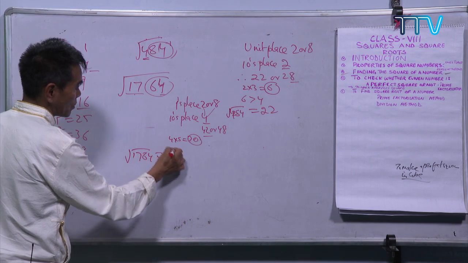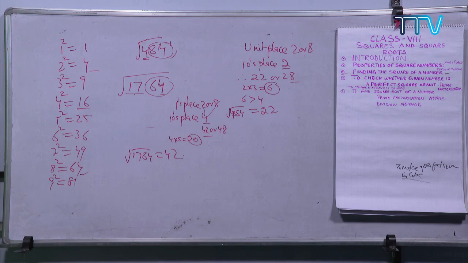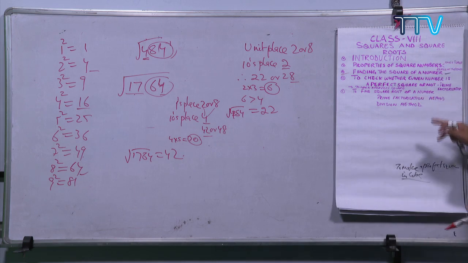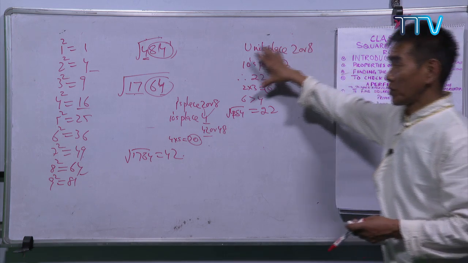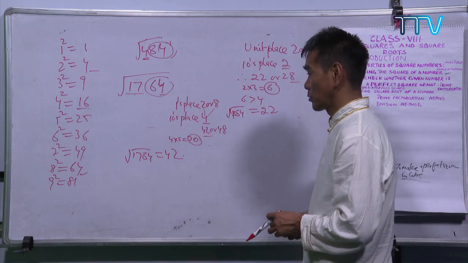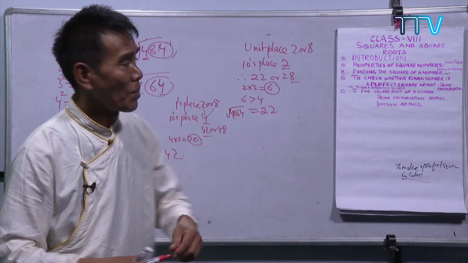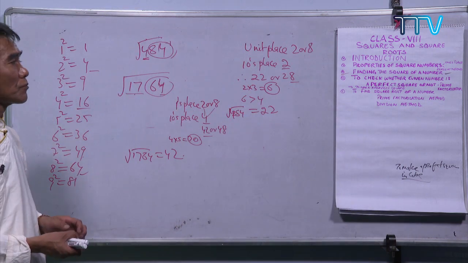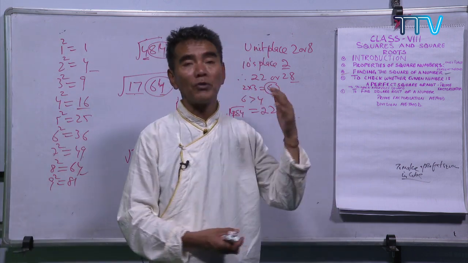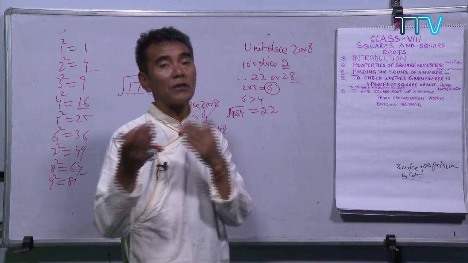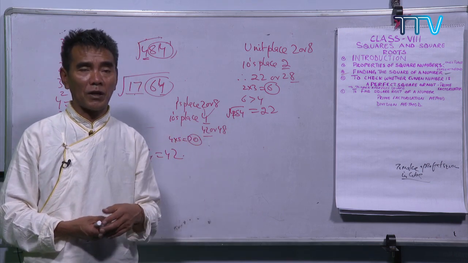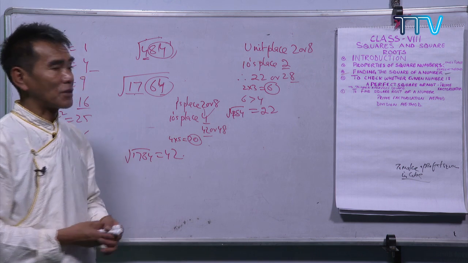Then there is the division method, which takes a lot of time. This shortcut method is quicker. Now the next topic is making the given number a perfect square, and then the next topic is cube and cube root, which comes in class 8.